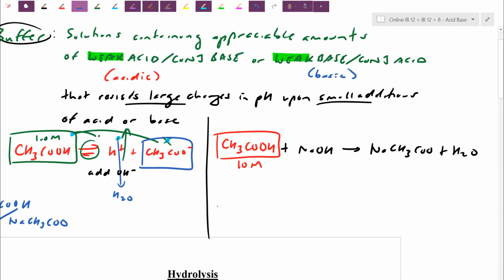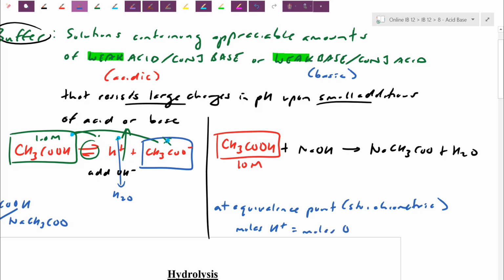I'm going to rehash this main term here: the equivalence point, also called the stoichiometric point. Careful, this is different from what's referred to as the end point and the transition point. Those are referring to indicators. We'll get to that. But at the equivalence point, because this is an acid-base neutralization, we have a situation where the moles of H+ have perfectly matched up to the moles of OH-.